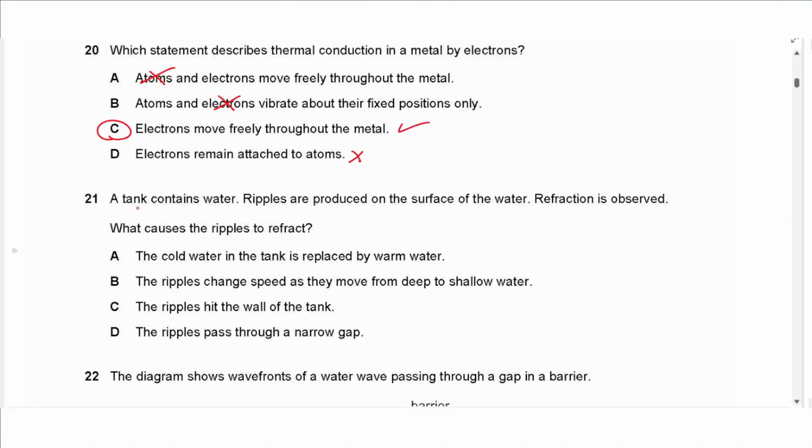Question 21 says a tank contains water. Ripples are produced on the surface of the water. Refraction is observed. What causes the ripples to refract? The cold water in the tank replaces the warm water. No, that's convection. Ripples change speed as they move from deep to shallow water. Yes, that is refraction. That's a change in speed. The ripples hit the wall of the tank. That would cause reflection. The ripples pass through a narrow gap. No, that's diffraction. So the answer is B.